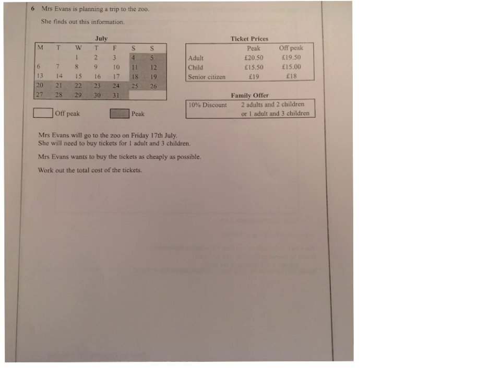Question 6 takes a little bit of organisation. First of all, let's read the question. So Mrs. Evans goes to the zoo on Friday the 17th of July, that's this date here, which is in the off-peak season. She's got 1 adult and 3 children, so for off-peak we're looking at these prices over here. So having highlighted those, let's have a look here.